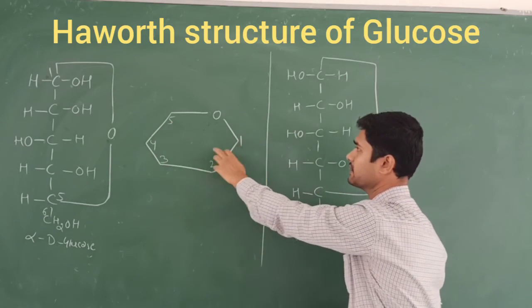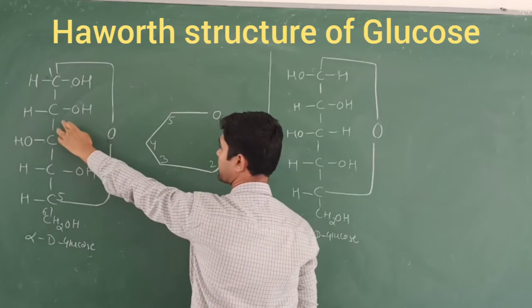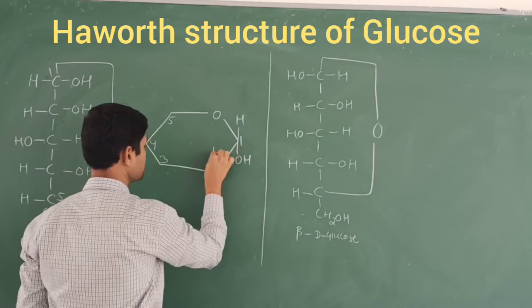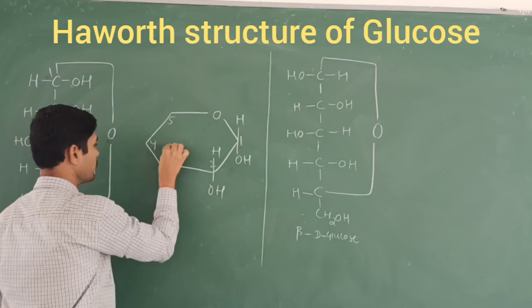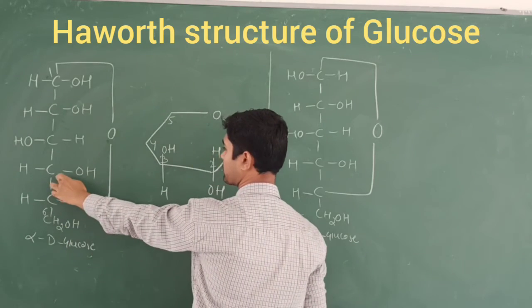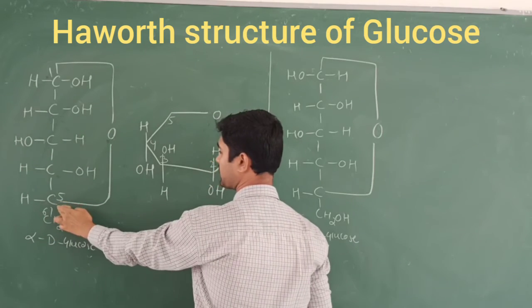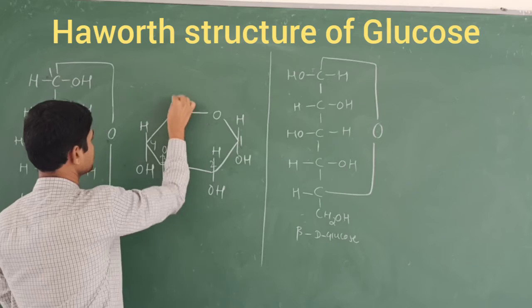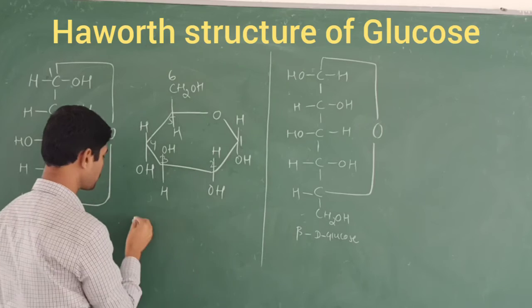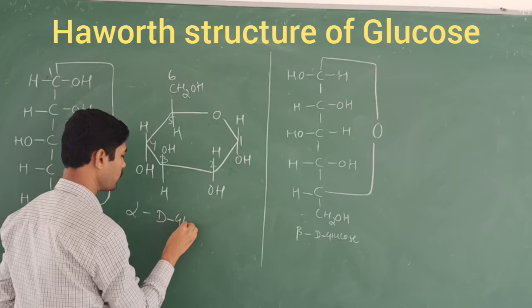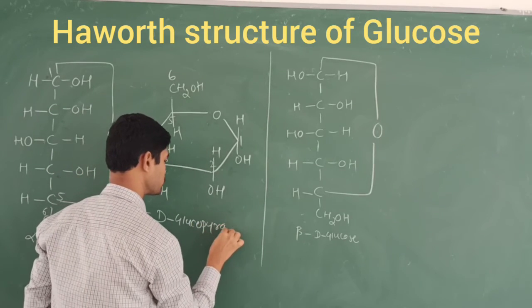The first carbon contains H and OH. The second carbon is H, OH. What about the third carbon? OH, H. What about the fourth carbon? H, OH. What about the fifth carbon atom? CH2OH and H, I am going to write like this. This is the 6th carbon, CH2OH. Its name is alpha D-glucopyranose, because of the 6-membered ring, I name it pyranose.